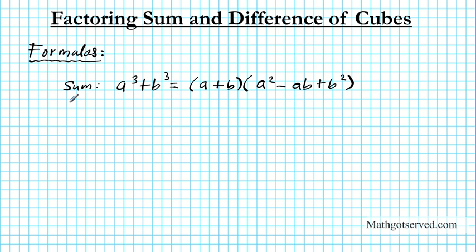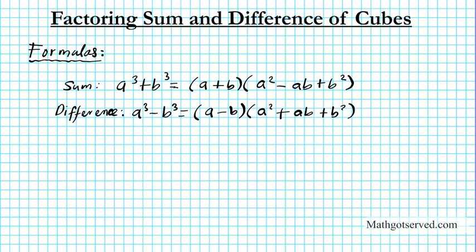So what if you wanted to apply the same reasoning to the difference of cubes formula? Exactly the same process holds. What if we had a cubed minus b cubed? It is going to be a minus b, notice it's the same, times a squared, and this will be the opposite, plus ab, and the last sign is always plus, b squared. So these are the formulas for factoring sum and difference of cubes.